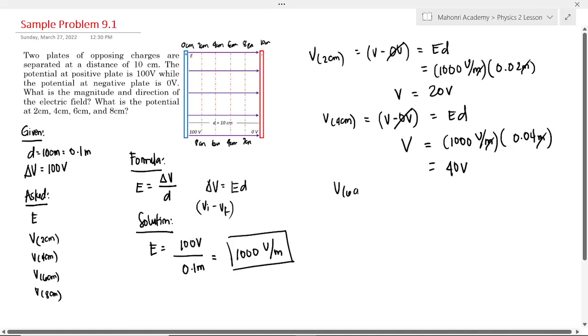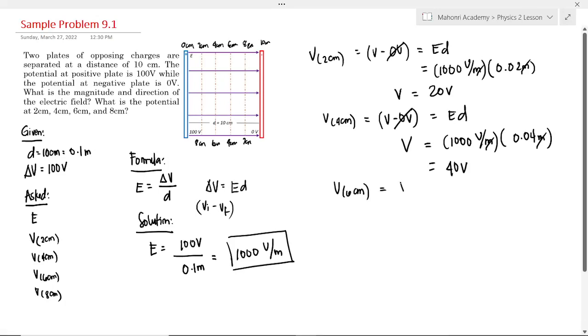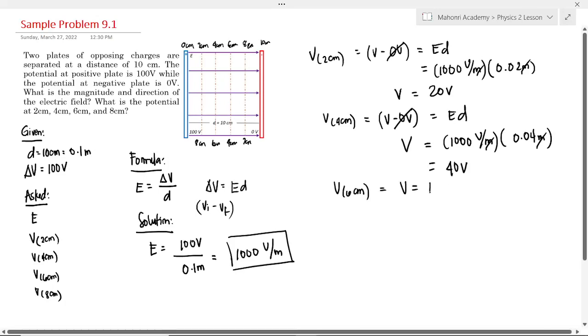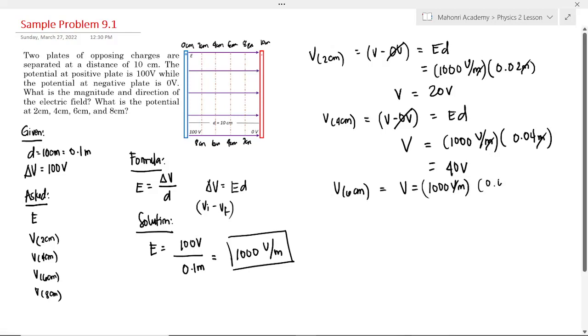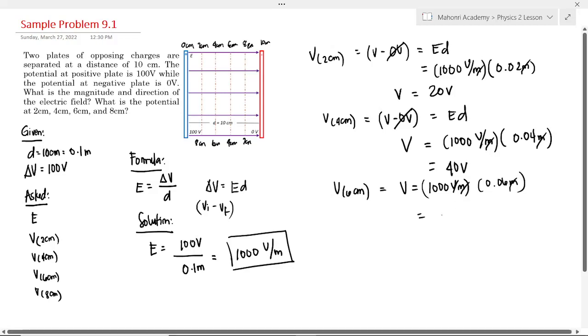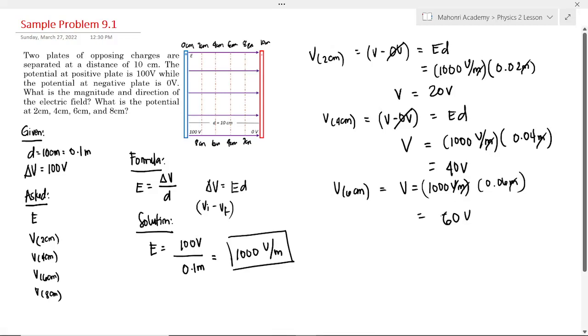What is the volts at 6 centimeters? So the same thing, which is 1000 volts per meter multiplied by 0.06 meters, and that will give you 60 volts.